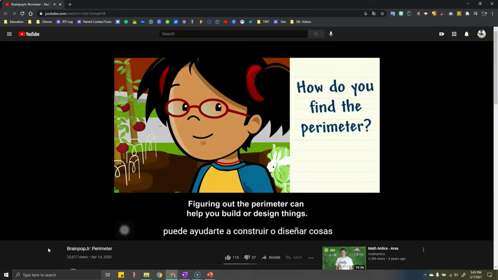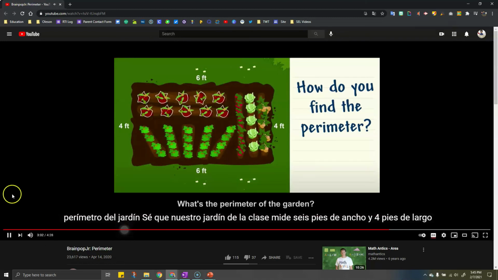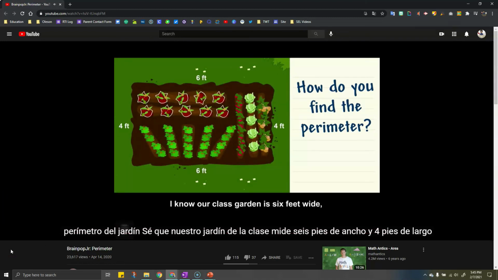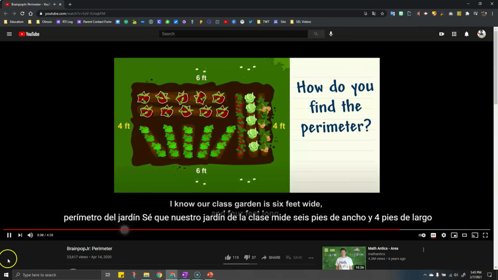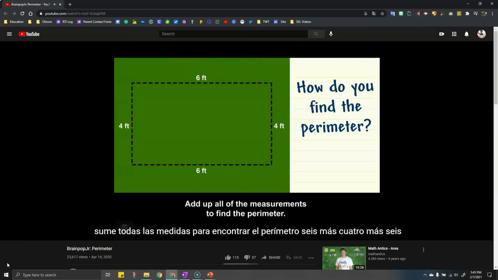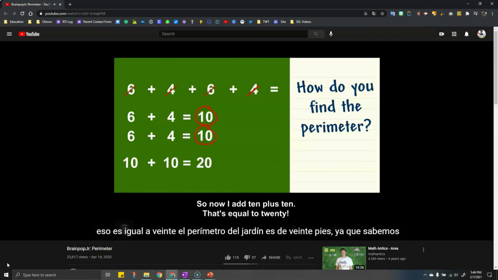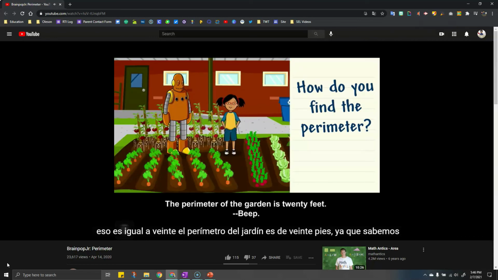Figuring out the perimeter can help you build or design things. We want to build a fence that goes around our class garden. What's the perimeter of the garden? I know our class garden is 6 feet wide and 4 feet long. Add up all of the measurements to find the perimeter. 6 plus 4 plus 6 plus 4. I know that 6 plus 4 makes 10. So now I add 10 plus 10. That's equal to 20. The perimeter of the garden is 20 feet.